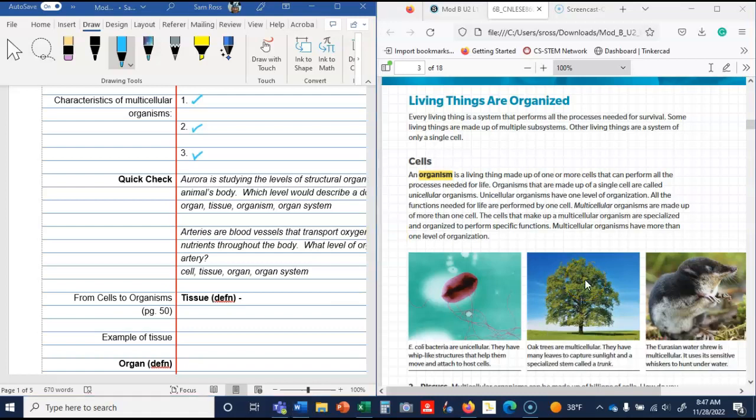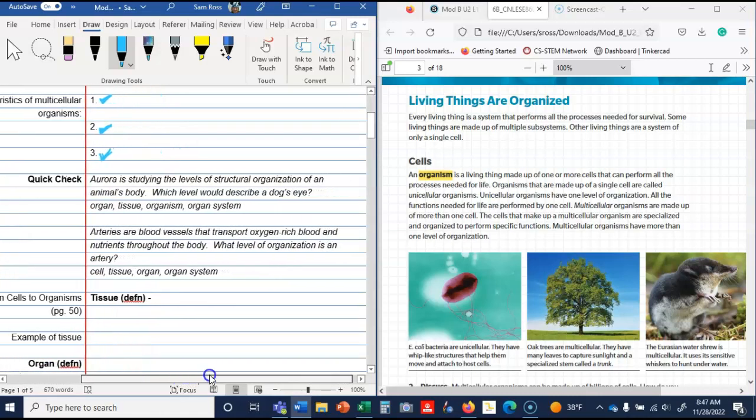So let me go through that again. Multicellular organisms are made up of more than one cell, that's number one. They are specialized and organized to perform specific functions, that's number two. And they have more than one level of organization. That's number three.